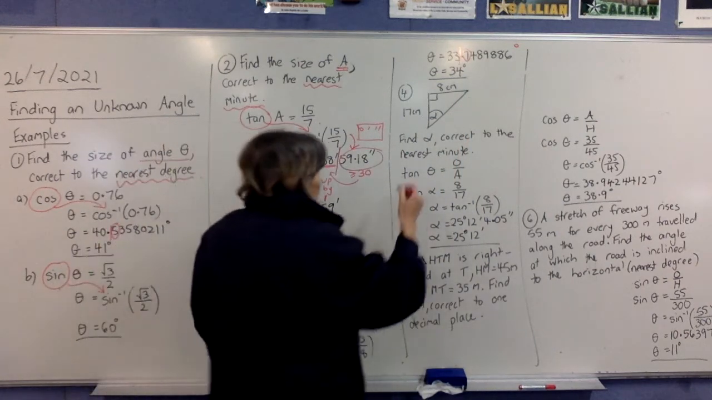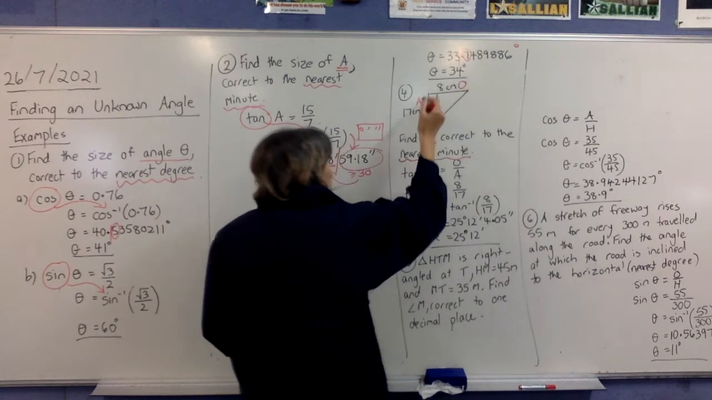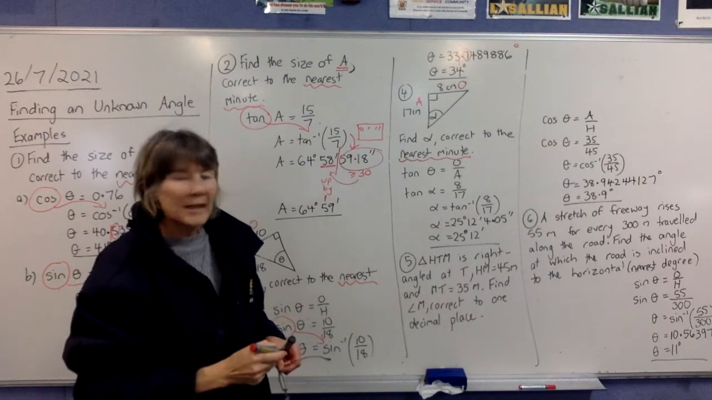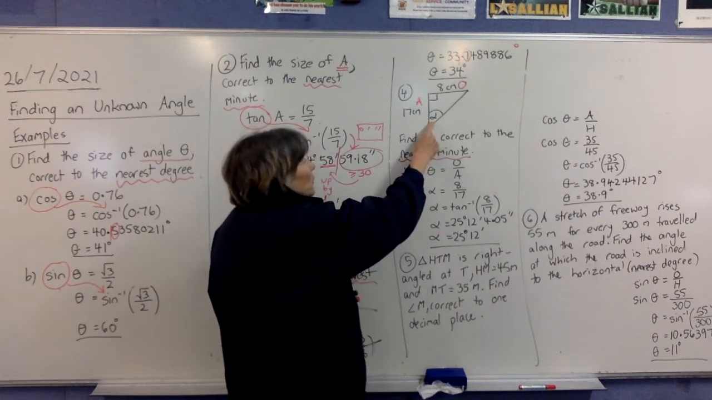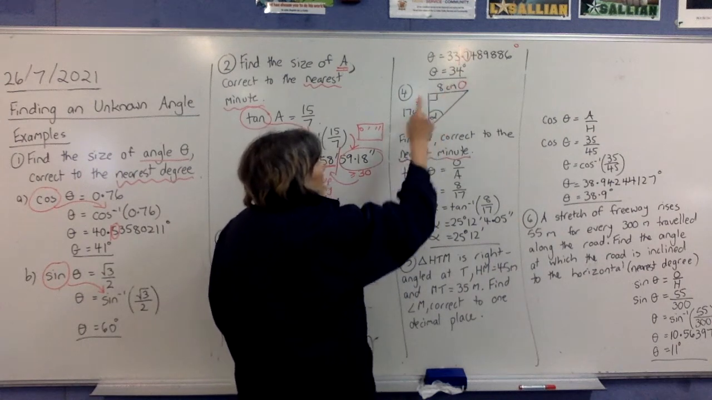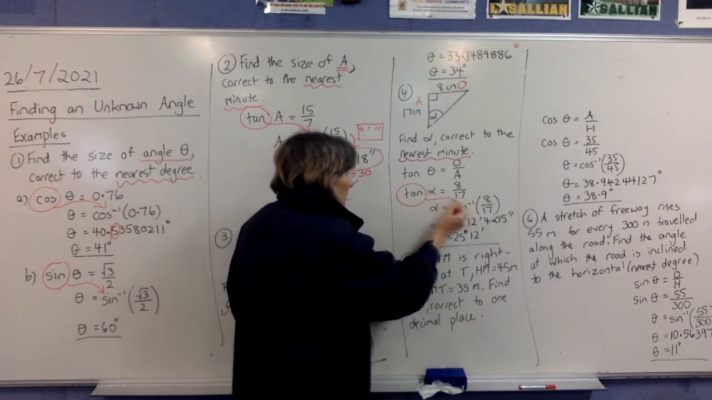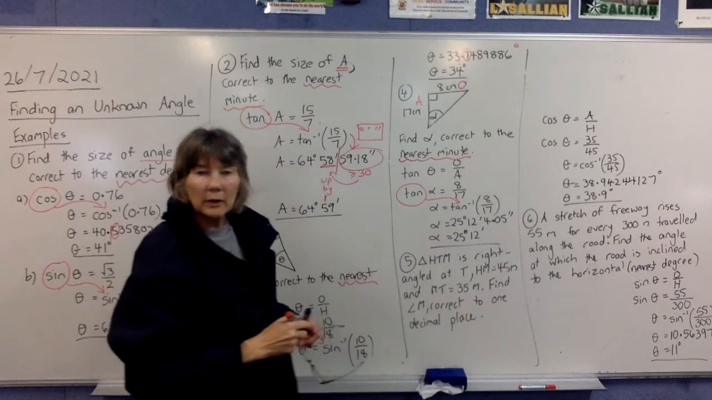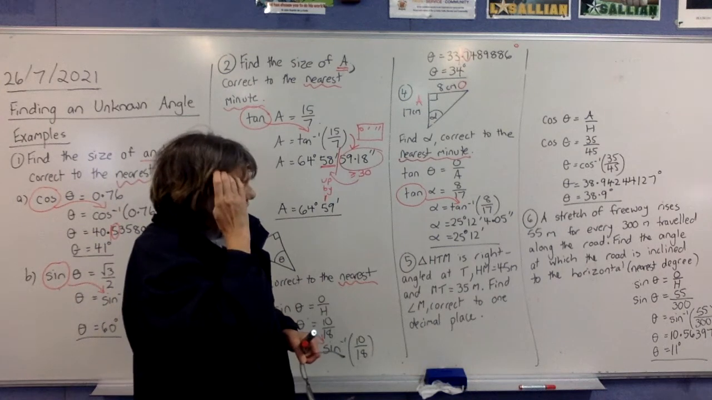We're finding an angle to the nearest minute for this one. Label our sides opposite and adjacent. That means we're dealing with tan. So tan theta equals O over A. We've got an alpha instead of a theta, so it's tan alpha equals 8 over 17. And then we're going to get rid of this. We're doing that on the calculator. Inverse tan of 8 over 17.